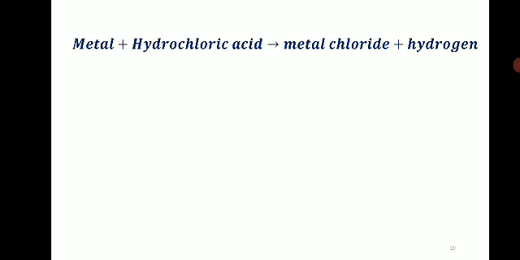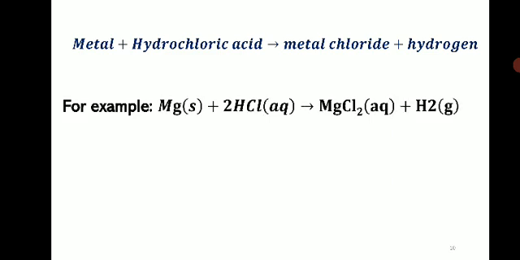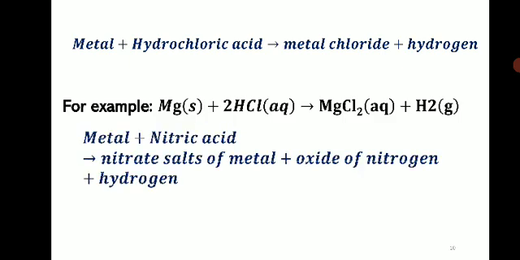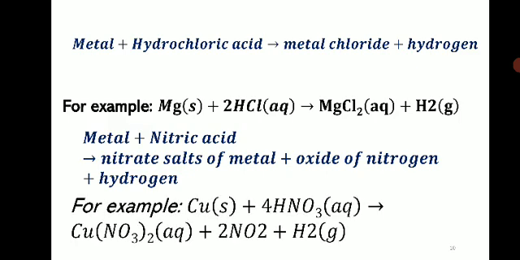Metal plus hydrochloric acid is equal to metal chloride plus hydrogen. For example, magnesium plus 2HCl is equal to MgCl2 plus H2. Metal plus nitric acid is equal to nitrate salts of metal plus oxides of nitrogen plus hydrogen. For example, Cu plus 4HNO3 equals Cu(NO3)2 plus 2NO2 plus H2.